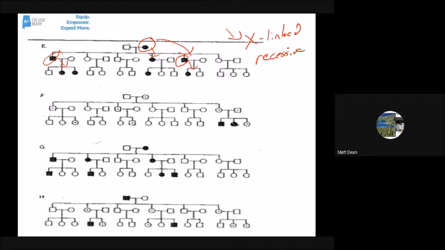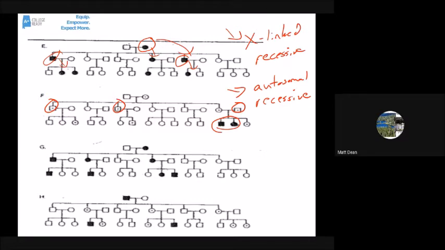Going on to F, this trait skips generations. There are carriers that are marked. That tells us it's recessive. Males and females are both affected equally. That tells us it's probably autosomal. Males can carry the trait, so that tells us it can't be X-linked. So autosomal recessive looks good here.